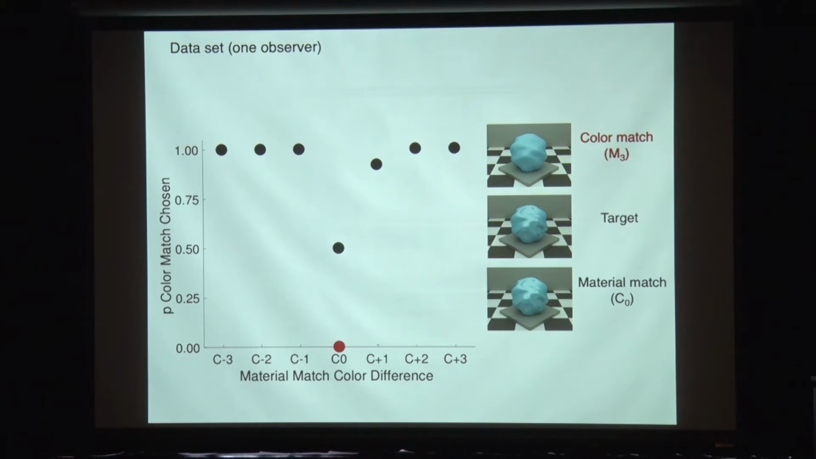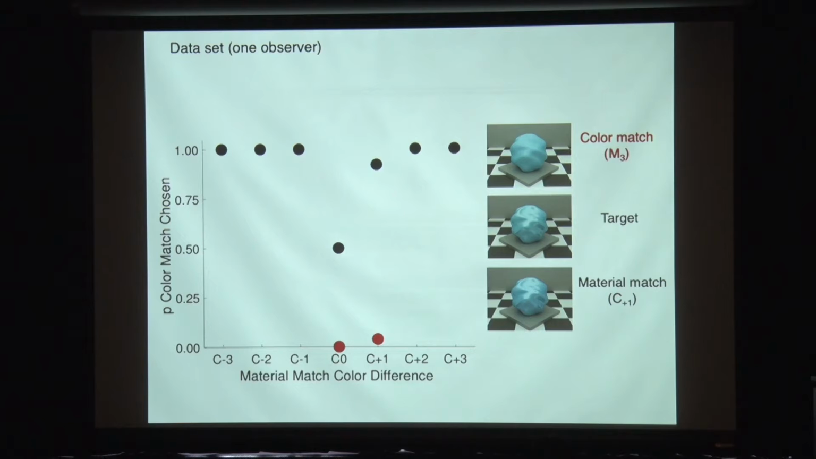So now let's consider the case where the color match is very different in material. So this is matte, it's got the same color as the target, and if we consider this point here, the material match is the same as the target. So you're never going to pick that one as more similar to that, and again we get this data point down here as the subject never picking this one over that one.